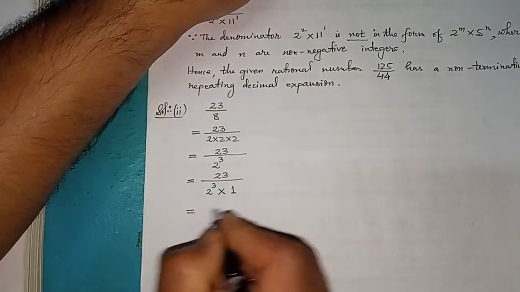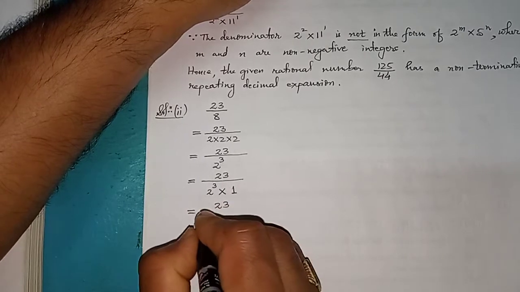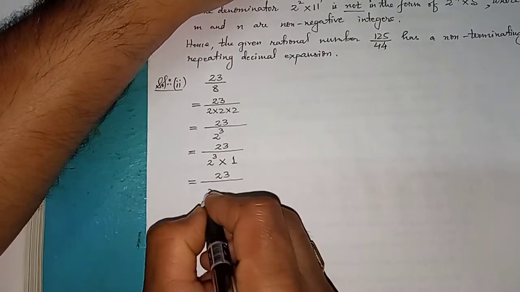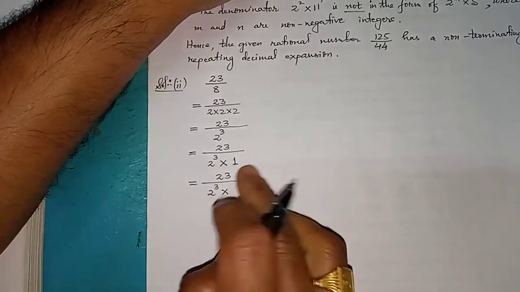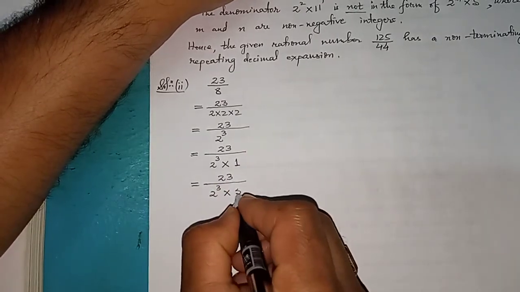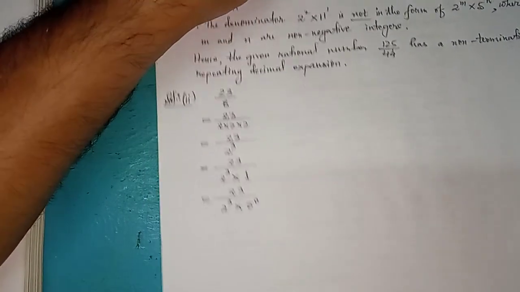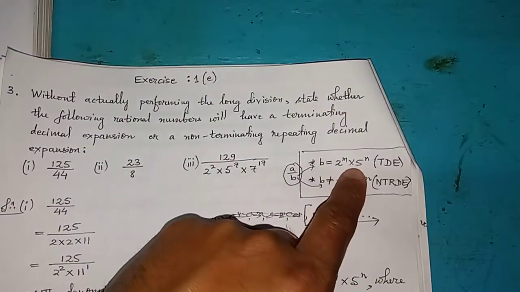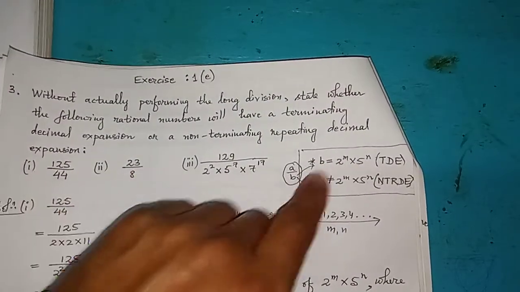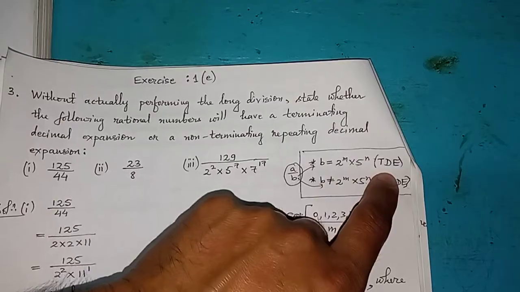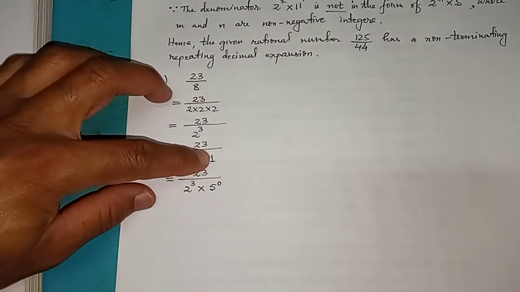But now, what I'll do is keep 2 cubed the same. In place of 1, we can write here 5 raised to power 0, because I need to make it in this form. Any rational number, if the denominator is in this form, will have a terminating decimal. And since power 0 is allowed, I remove 1, and in place of 1 I write here 5 to power 0.